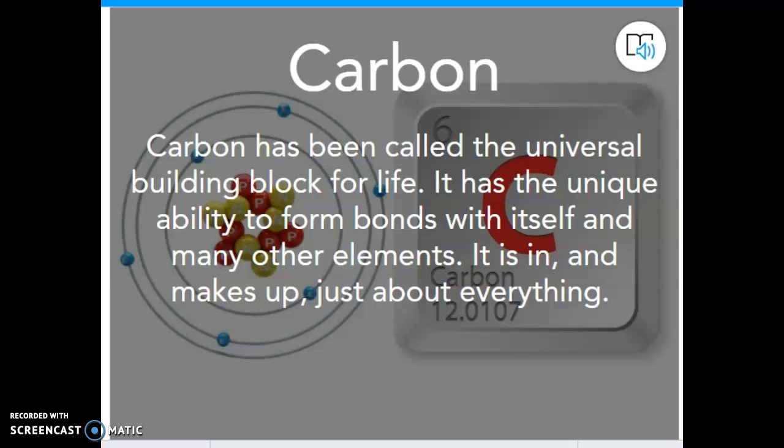A lot of elements don't have the ability to do what carbon does, in the way that it's able to bond with so many other things. It is in and makes up just about everything. So you can't find a Lego set in the world that doesn't have Legos in it. That's just not possible. They're the building blocks. They are the Legos. Carbon is kind of like that. Carbon is like the building block that you have to have for most things. Of course there are other things that don't have carbon, but it really is an extremely important element.